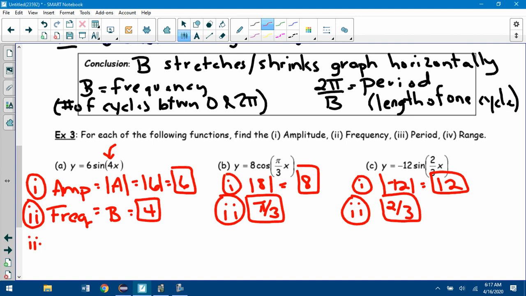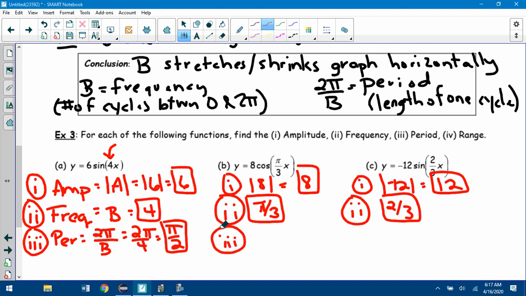Okay, so now period. How do you find period always? It's 2 pi divided by B. So this would be 2 pi divided by 4. So this would have a period of pi over 2. So the length of one cycle would be pi over 2. Just like that purple graph we drew up at the top.